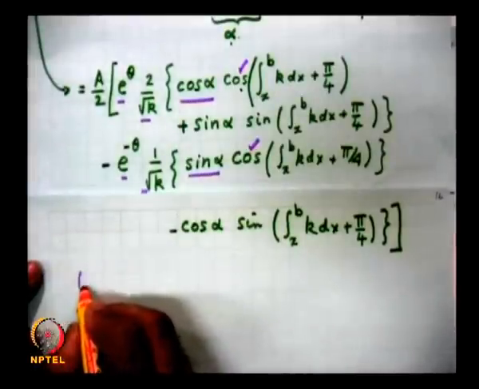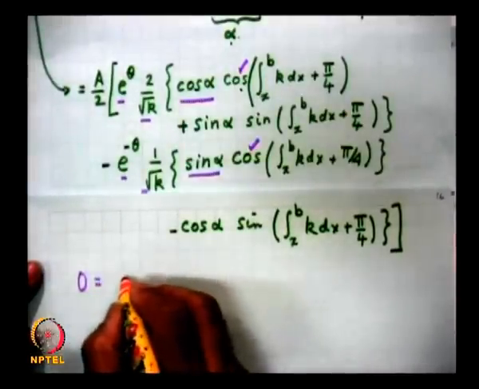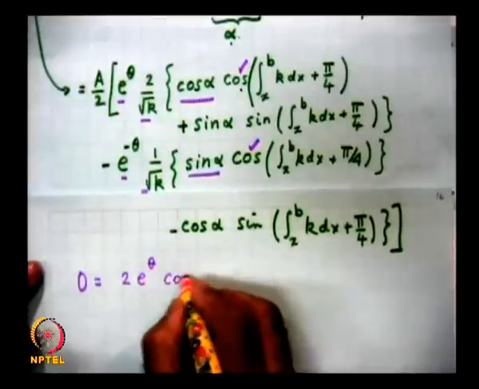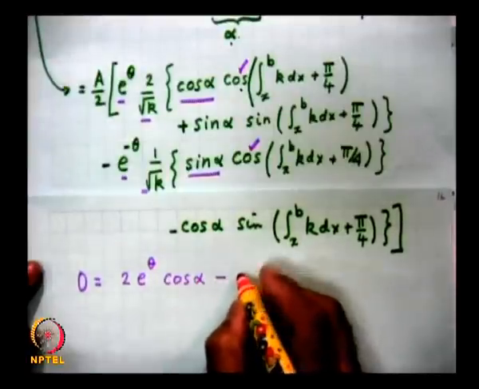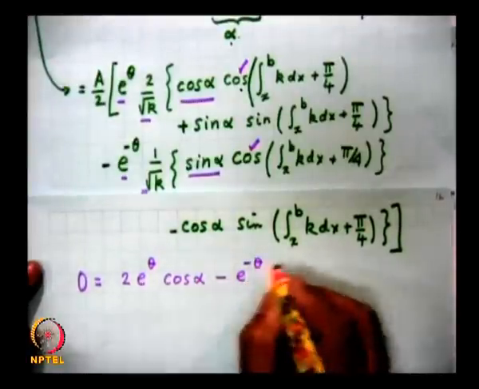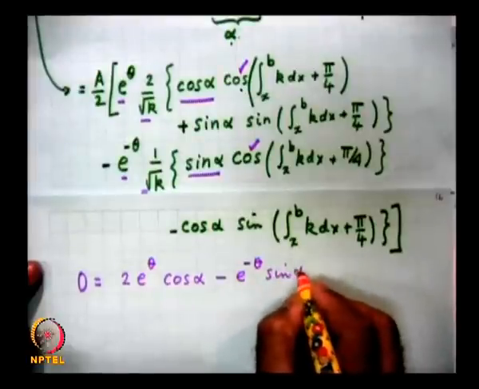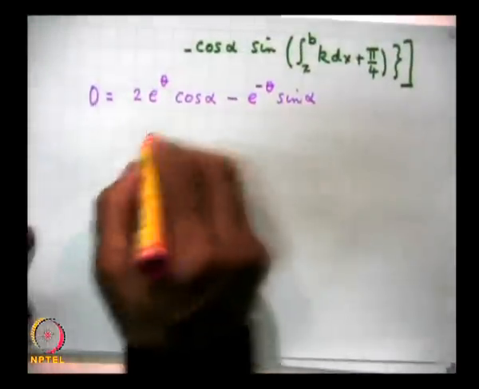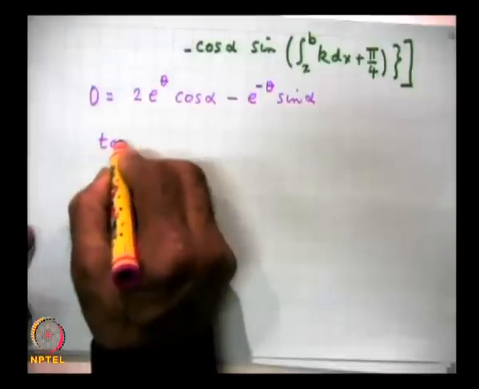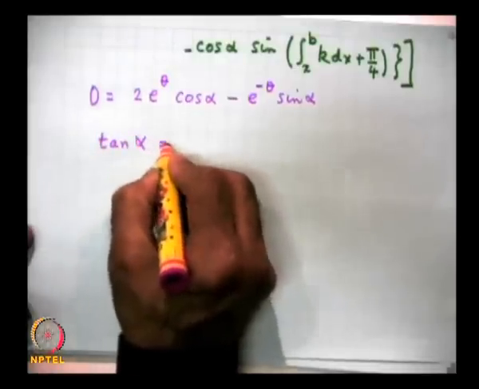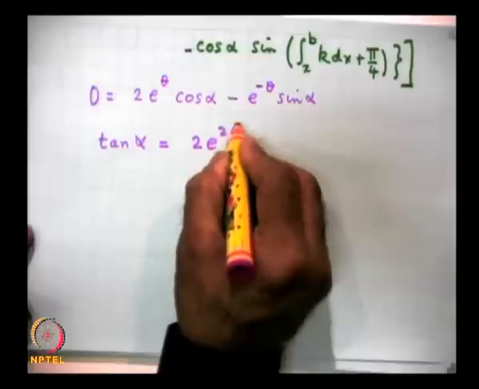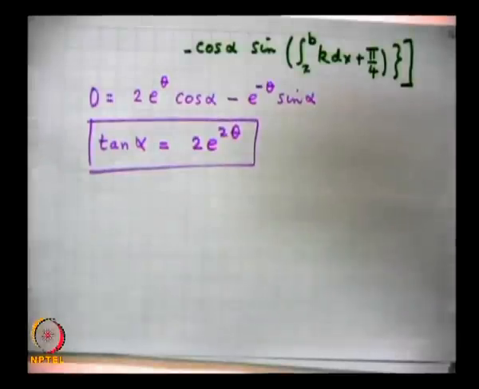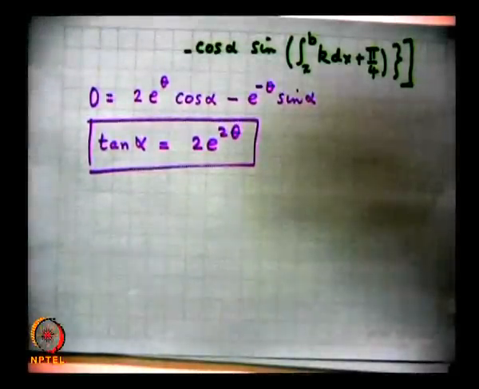So, you must have 0 is equal to 2 e to the power of theta cos alpha minus e to the power of minus theta sine alpha. So, you will have the final result as tangent alpha is equal to 2 e to the power of 2 theta. This is the eigenvalue equation that will determine the symmetric eigenvalues of the problem.